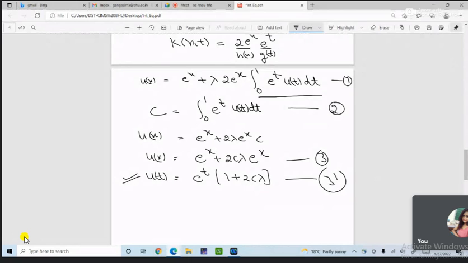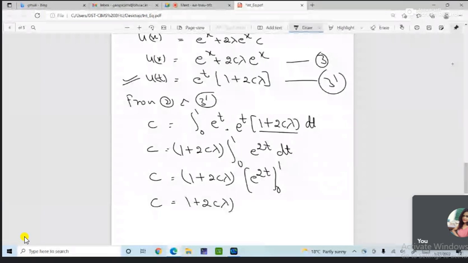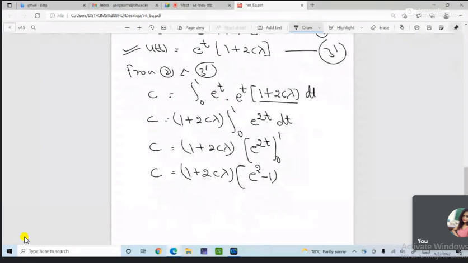Am I right? Now taking the integral, we will obtain c is equal to 1 plus 2c lambda times e to the power 2t with limits from 0 to 1, and we will obtain c is equal to 1 plus 2c lambda times (e squared minus 1) over 2. From this expression we calculate c: c is here and c is here, so taking c to one side and arranging the terms, we obtain c is equal to (e squared minus 1) upon 2 times (1 minus lambda (e squared minus 1)).